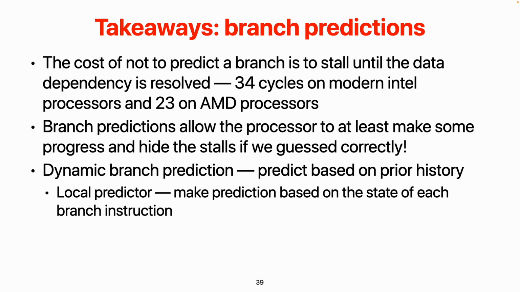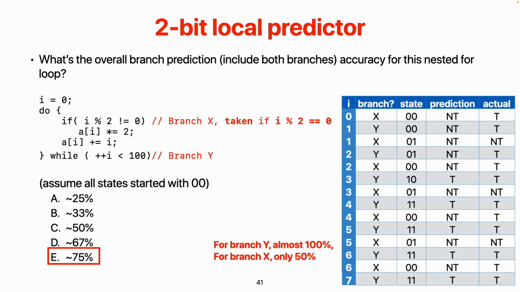So are you satisfied with just 75%? Of course not, right? You guys were not even satisfied with 90%. So how can we deal with that kind of situation? So here comes another idea. If you just look at branch X and Y, it's hard to predict just one direction, right? However, if you look at the actual outcome, don't you find something regular here? What is that? It's always 3 taken and 1 not taken, right?